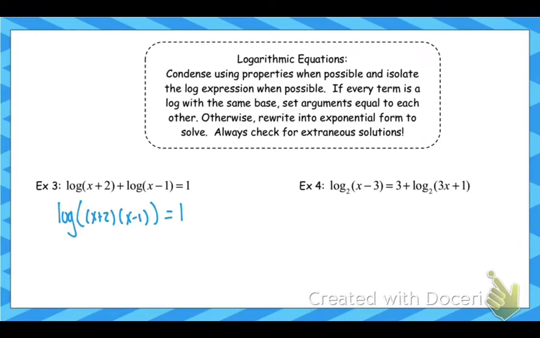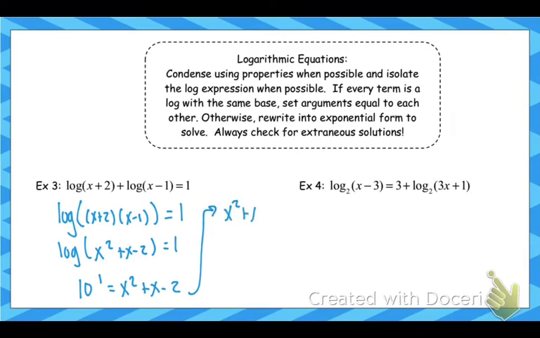Well, let me go ahead and FOIL that out just so it looks a little prettier. This would be x squared plus x minus 2. Well, now I can write this in exponential form. So there's no base listed, so that base is 10. 10 to the first is equal to x squared plus x minus 2. Well, it's quadratic, so I need to set it equal to 0. So x squared plus x minus 12 equals 0.